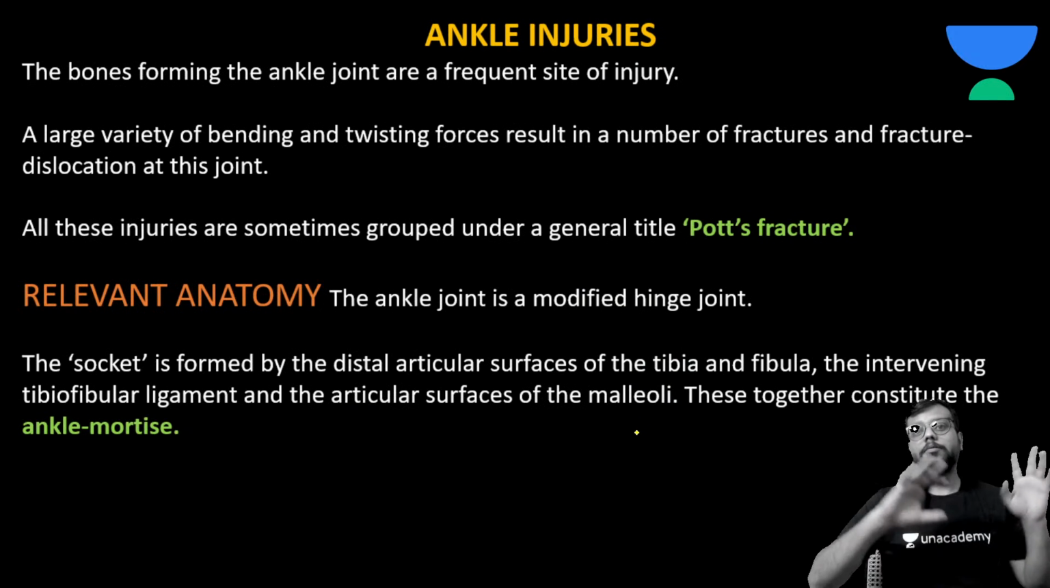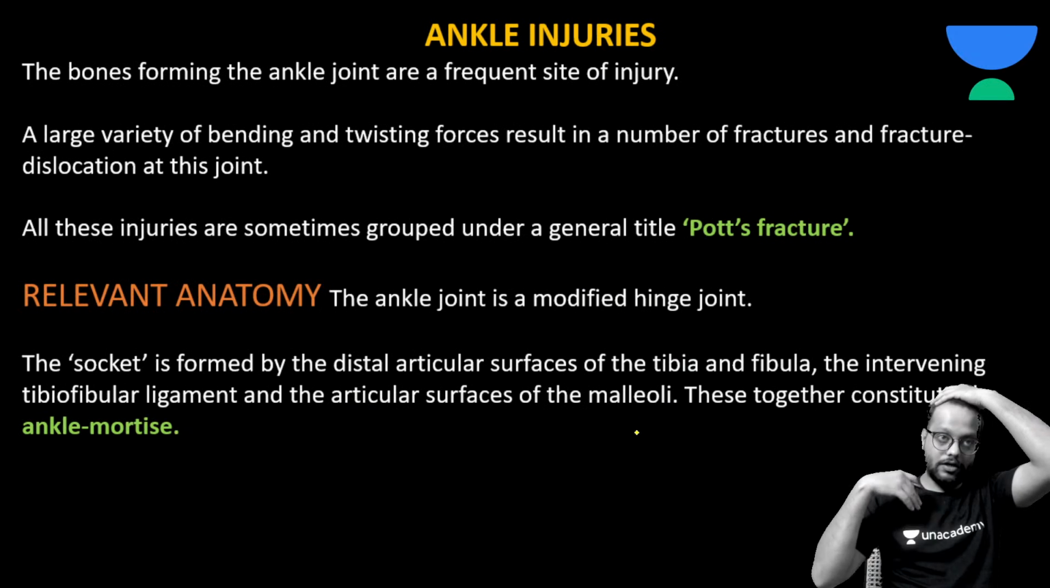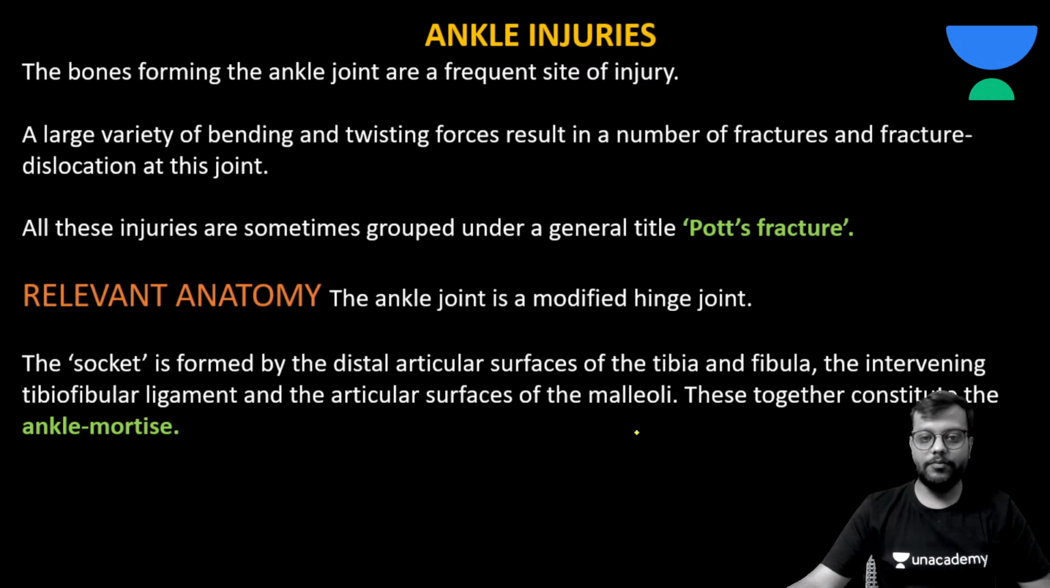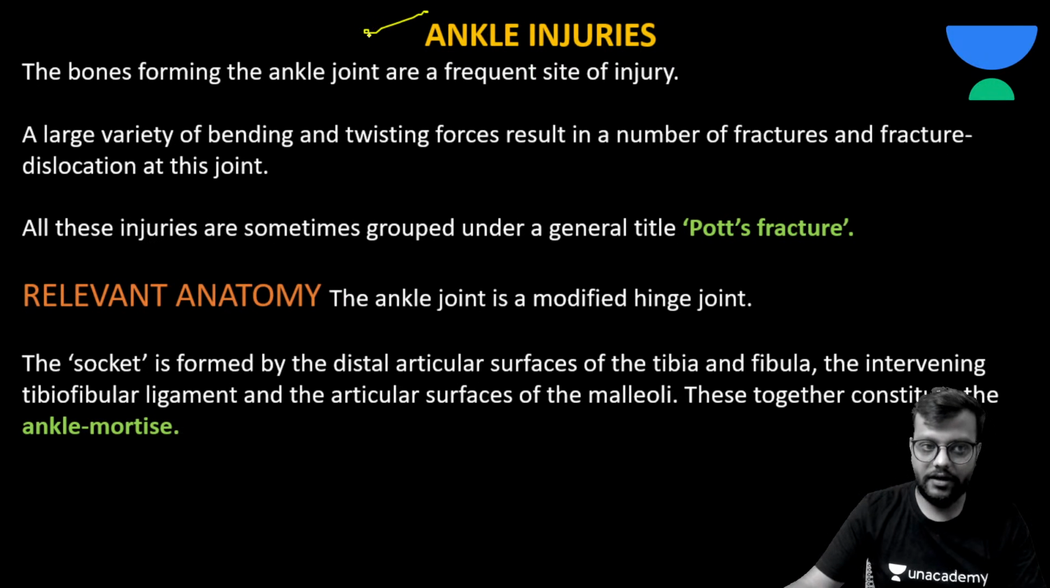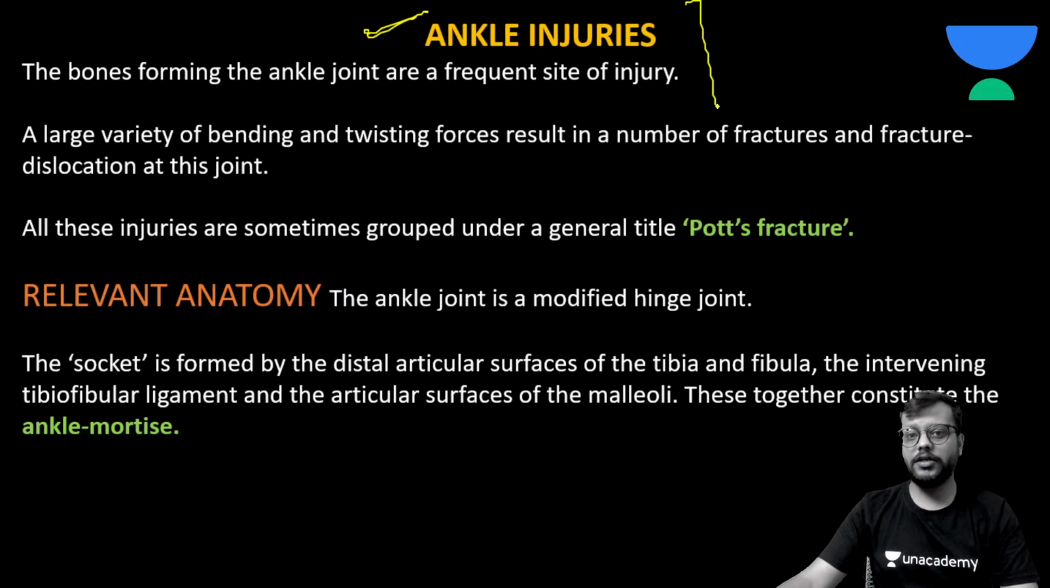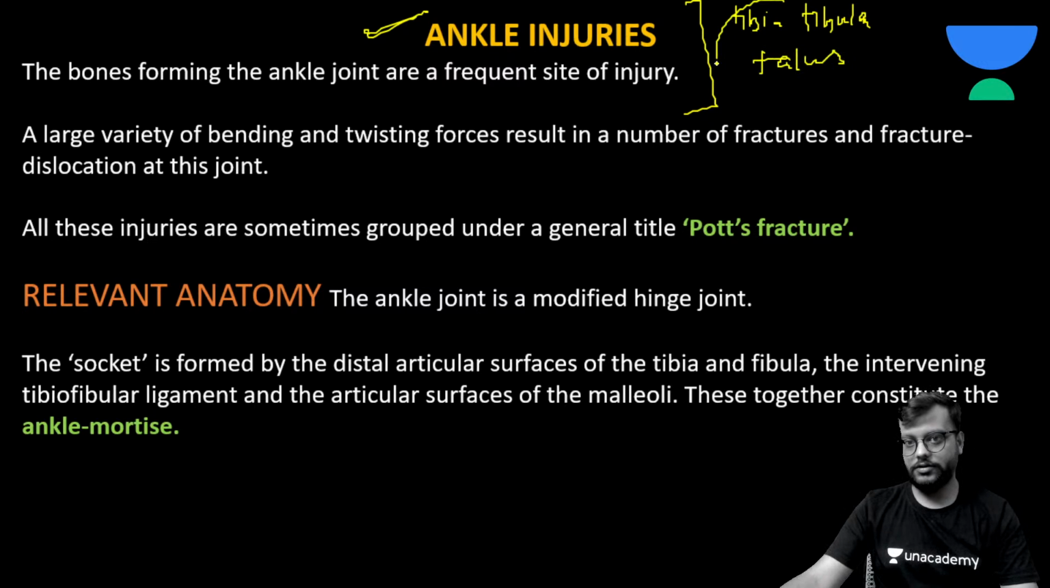So this was about the tibia and fibula fractures. Now we'll come to another important topic, that is the ankle injuries. Okay, so एंकल जॉइंट जो होता है वो बेसिकली किससे बना होता है? यू हैव डिस्टली टिबिया, फिबुला एंड नीचे यू हैव द टेलिस.